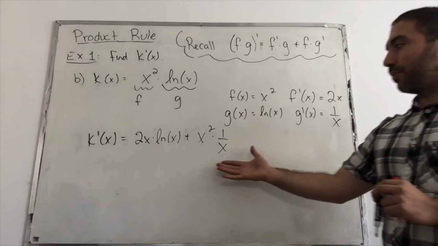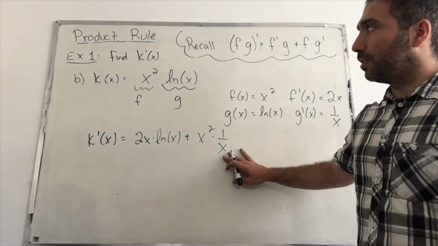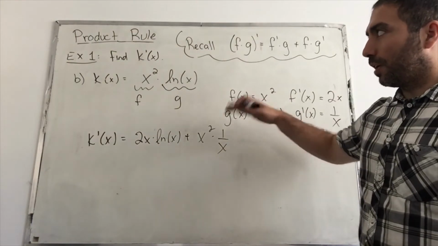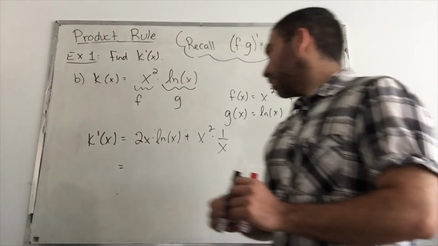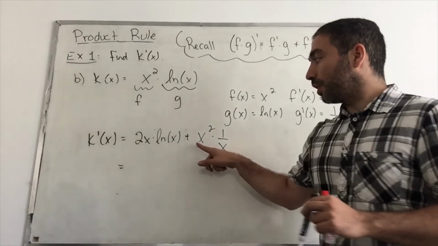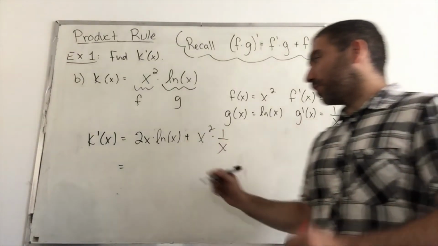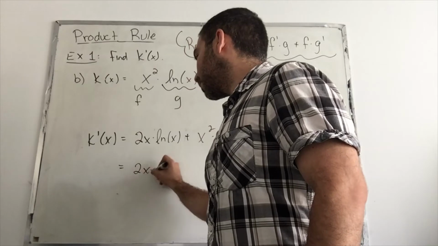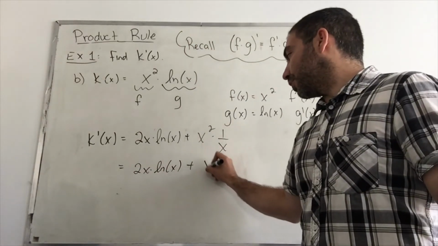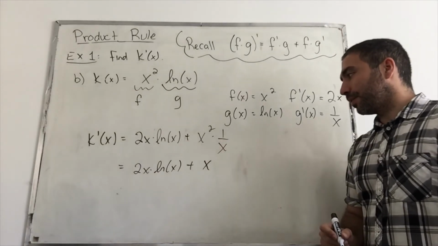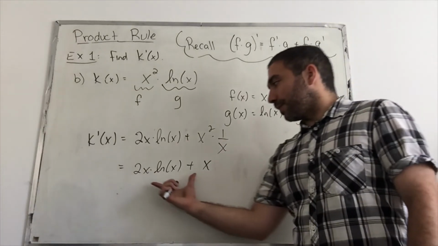So again, you have to always simplify your answers. Well, if it says to find the derivative, this is sufficient. If it says to find the derivative and simplify, what you're going to do is go further. Here you have x squared times 1 over x, so what you get is 2x times ln of x plus x. x squared over x is just x, because you're essentially dividing. And what you can do now is factor out an x.